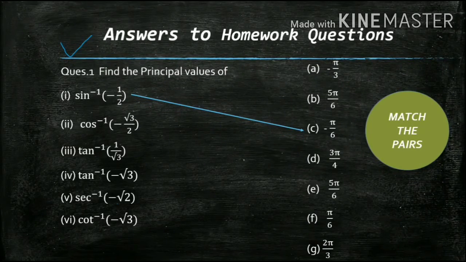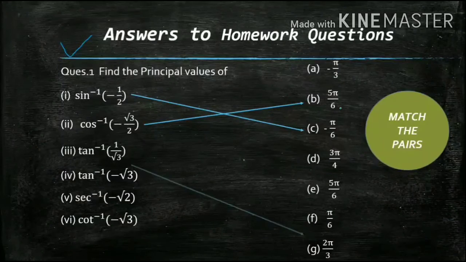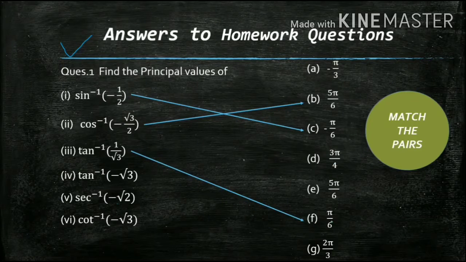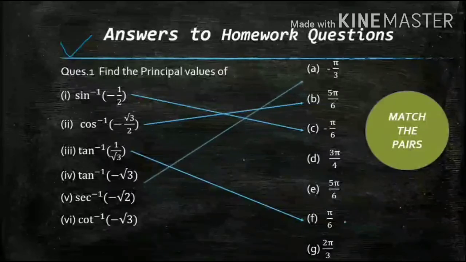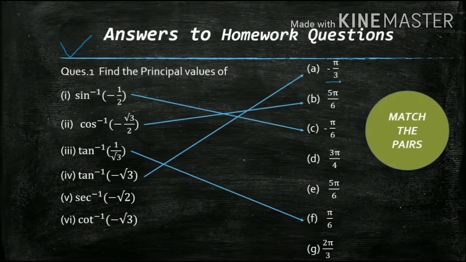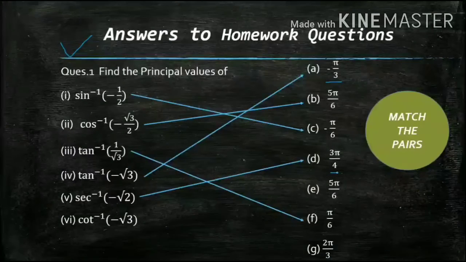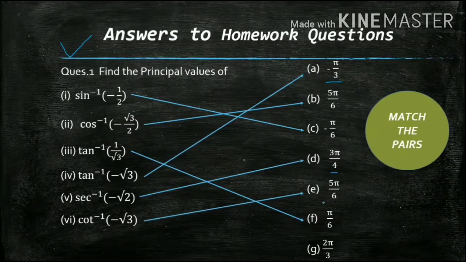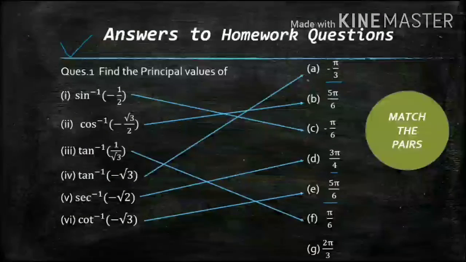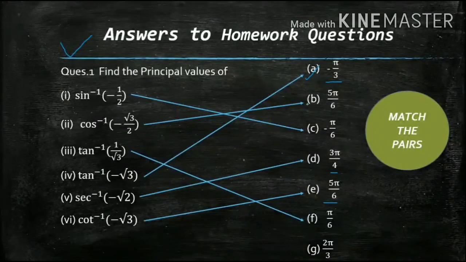For the first one, it is minus pi by 6. For the second one, it is 5 pi by 6. For the third one, it is pi by 6. For the fourth one, it is minus pi by 3. For the fifth one, it is 3 pi by 4. And for the sixth one, it is 5 pi by 6. I hope you all have done this very easily, because you just need to follow the same 4 steps in each and every part.